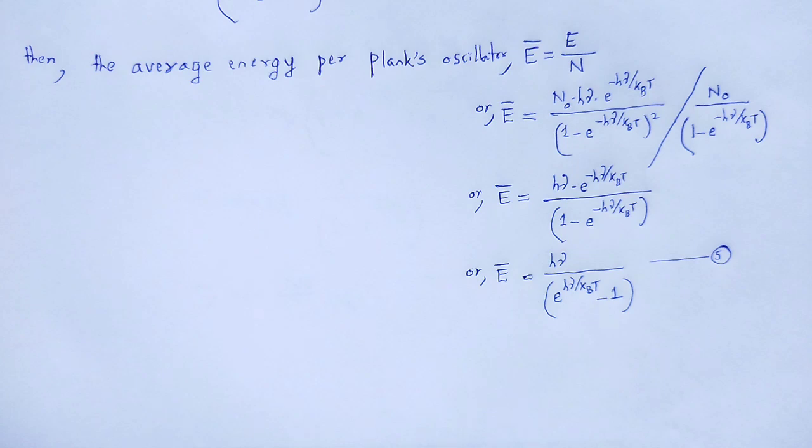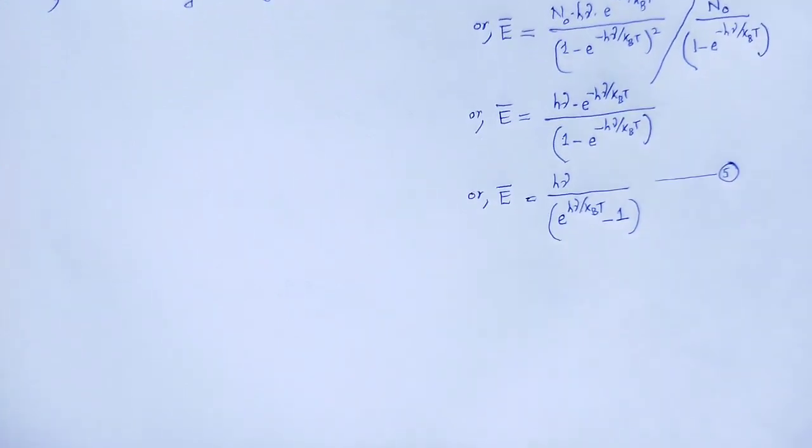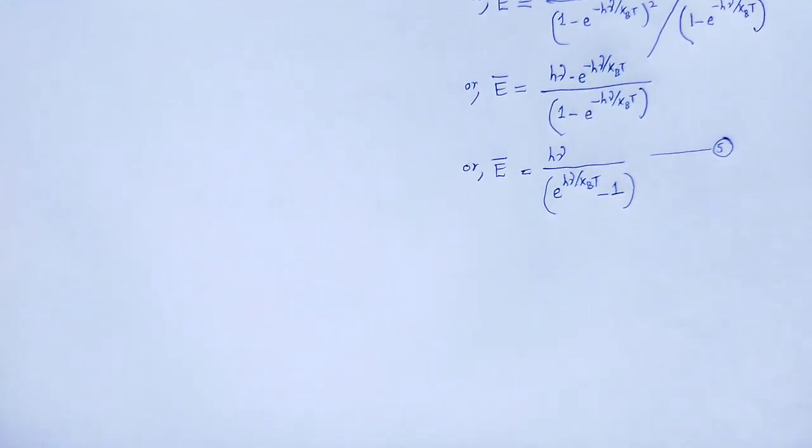Now we have to formulate Planck's radiation law. The radiation spectrum means the energy density belonging to a particular frequency range is to be calculated. To calculate that, first we have to calculate what will be the number of resonators per unit volume in a particular frequency range.